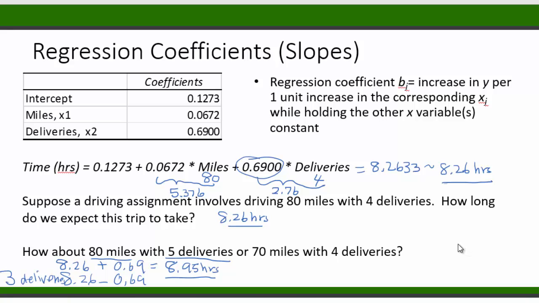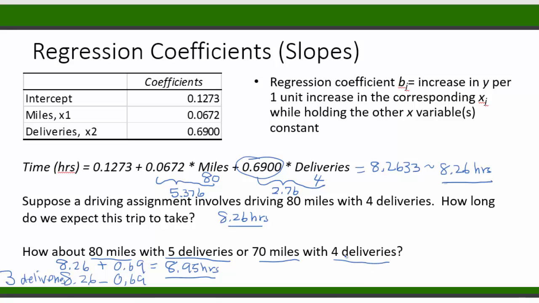So we could say in general, each additional delivery adds 0.69 hour, or that's about 41 minutes, to the travel time. This is without changing the distance traveled. So if the distance traveled remains the same and the number of deliveries changes, that effect is given by the 0.69 per delivery.